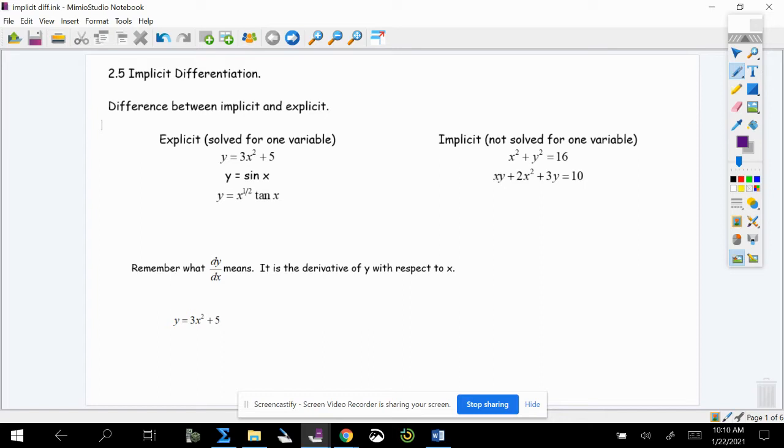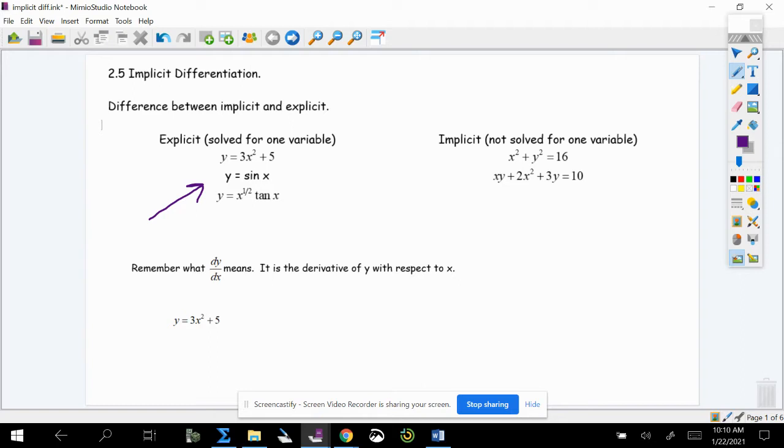First, let me explain what it means for an equation to be implicit. This beginning part looks at the difference between an implicit equation and an explicit equation. An explicit equation is one that is solved for a variable. We are most used to having y be that variable. So you're looking at y equals 3x squared plus 5, y equals sine of x, y equals x to the half tangent of x.